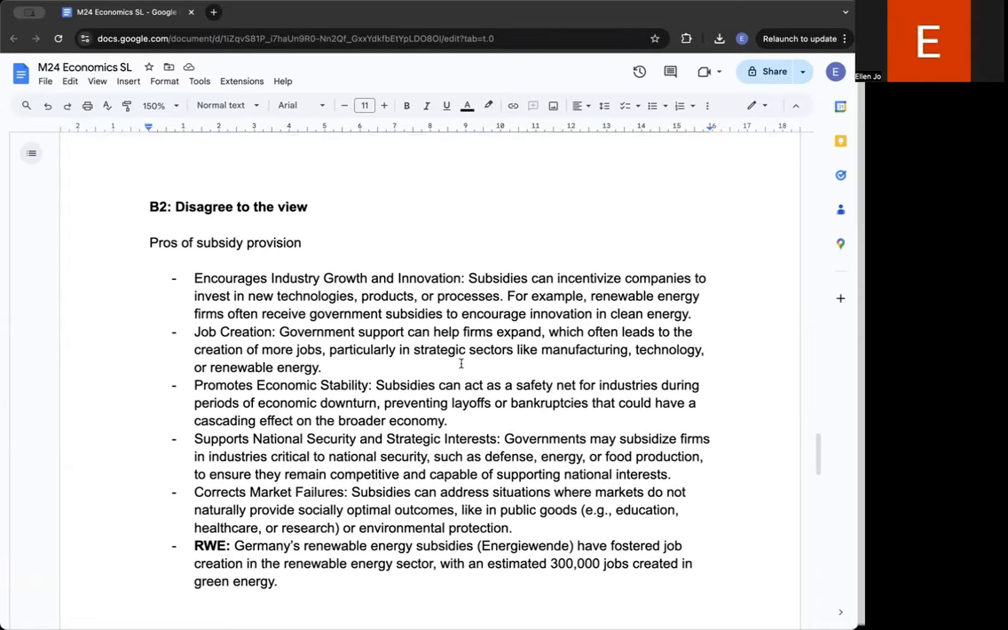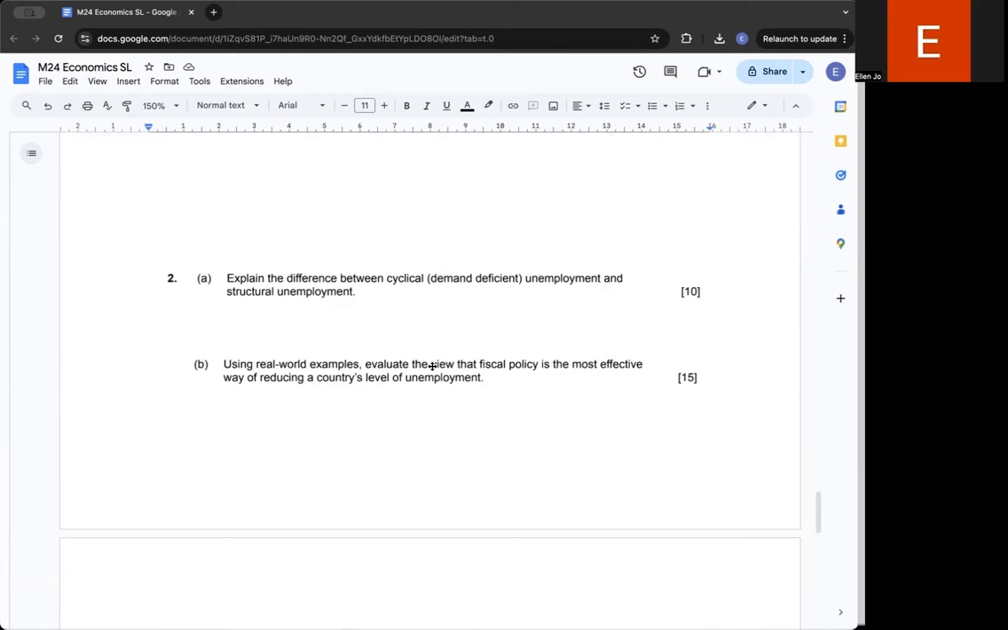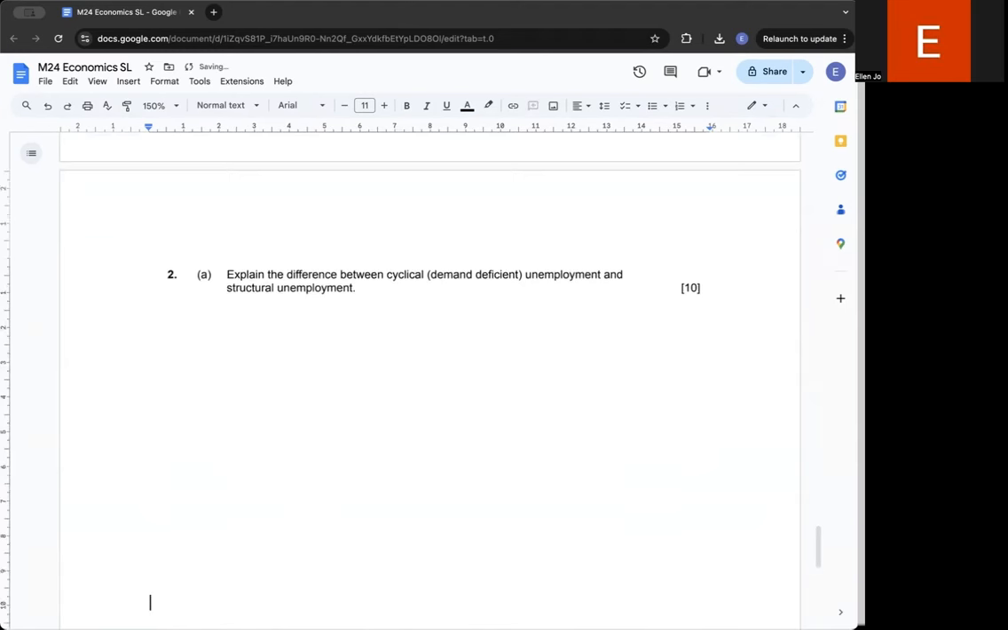All right, question 1 done. Let me move on to the next question. Question number 2. These are from the Unit 3, Macroeconomics. Question A. Explain the difference between cyclical unemployment and structural unemployment.